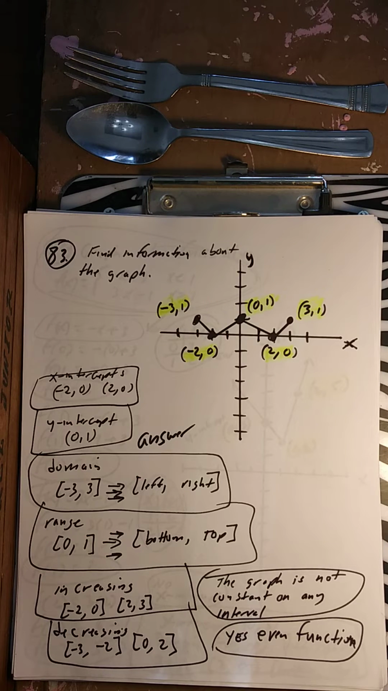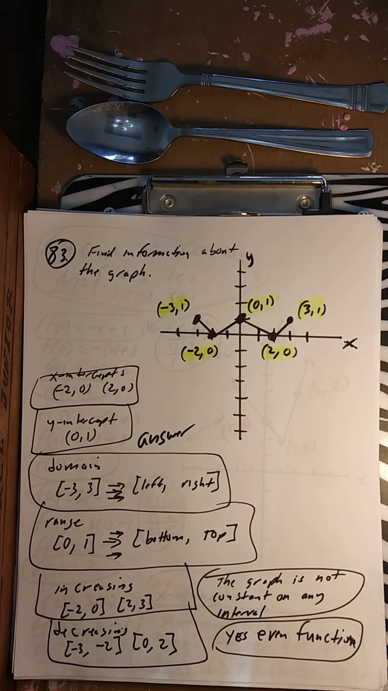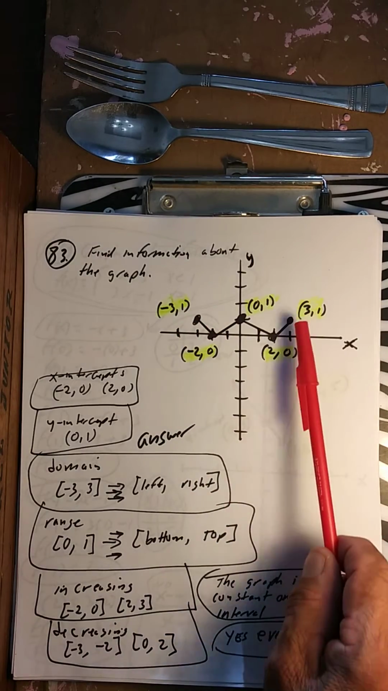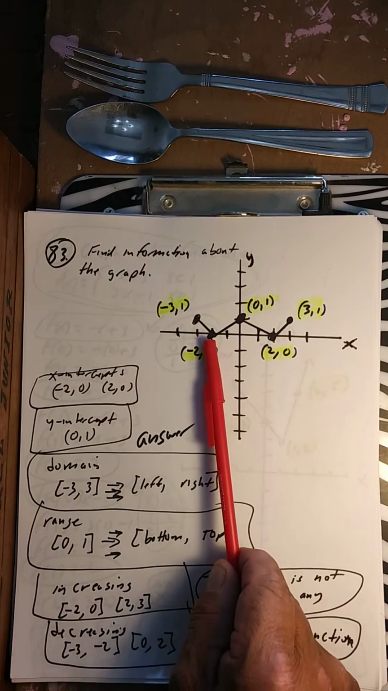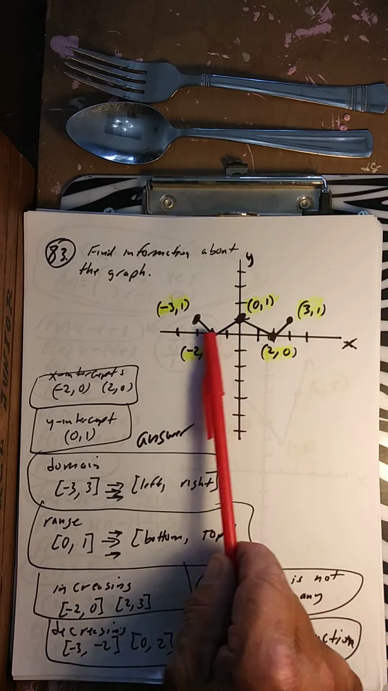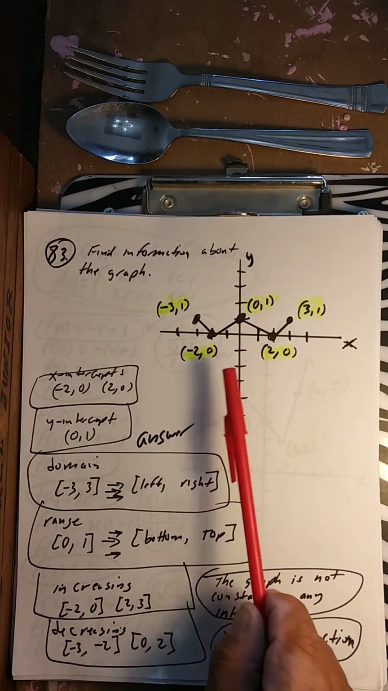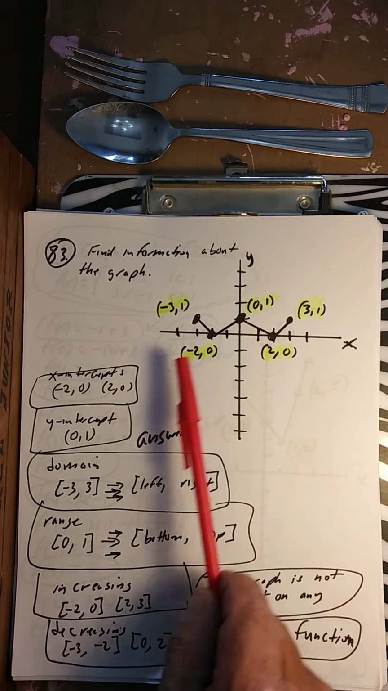Find information about the graph. There's a big W shape right there. Now, the x-intercepts are right here: (-2, 0) and (2, 0). Those are the x-intercepts. Y-intercept: right here, (0, 1). There's the y-intercept.